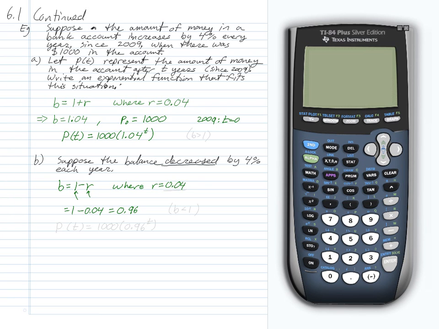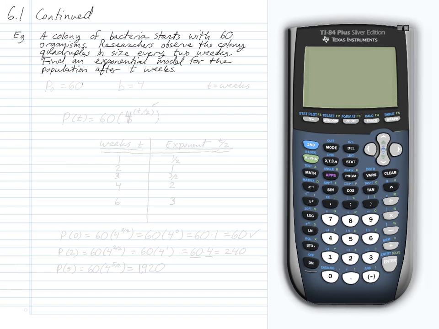In other words, we'll have 96% of our money because we're losing 4% of our money. So our model would look a little bit different. P of t would then be 1,000 times 0.96 to the t. And notice this would be decaying because b is less than 1. And that makes sense. If we're losing money, we should have a decaying function. Here, our b is greater than 1, and that reflects the growth taking place in the bank account.